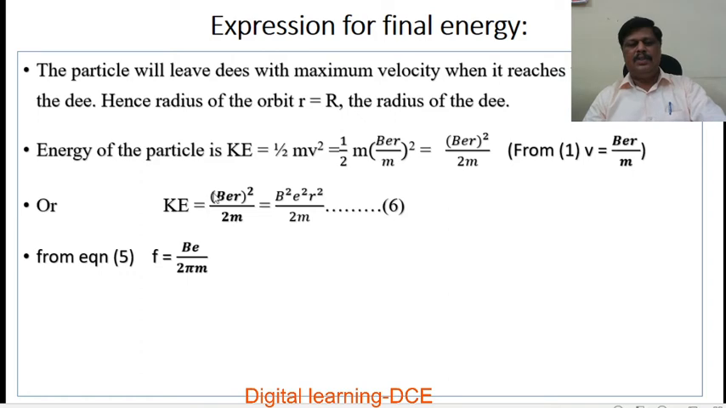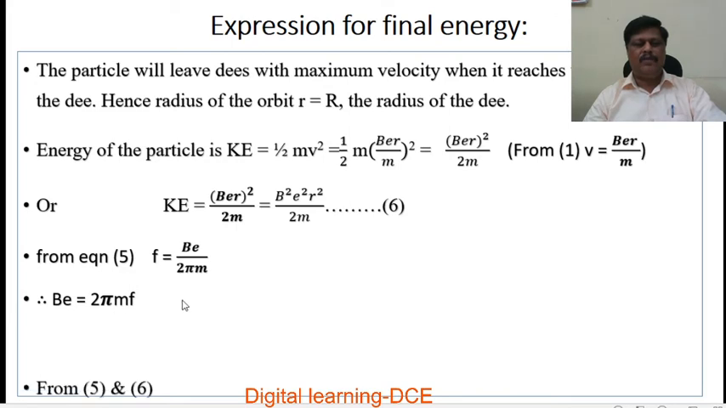So this is one of the expressions for the kinetic energy of the charged particle from the cyclotron. And from equation 5 we know that the frequency of the cyclotron f is equal to B by 2 pi m. From this equation, equate for B: so B is equal to 2 pi m f. So from equation 5 and this equation 6, substitute for B.